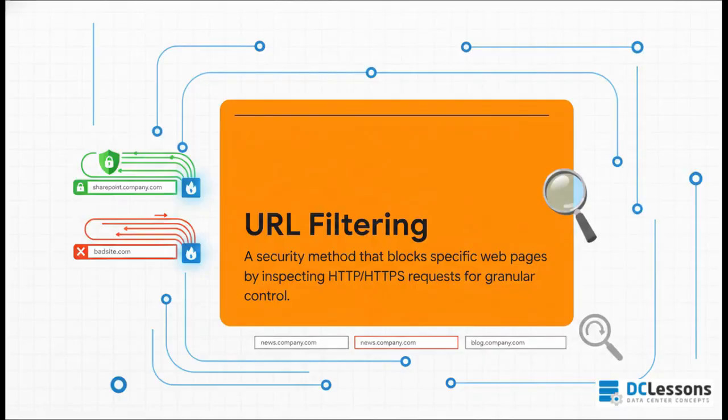So, to put that in real-world terms, with URL filtering, you're not just blocking, say, badsite.com. You can get super specific. You could allow access to just one corporate portal, like sharepoint.company.com, while blocking literally everything else on that company.com domain. That level of precision, that's the real game changer here.